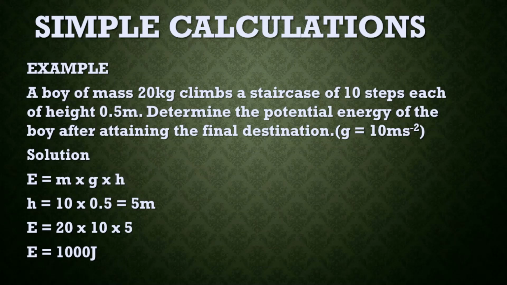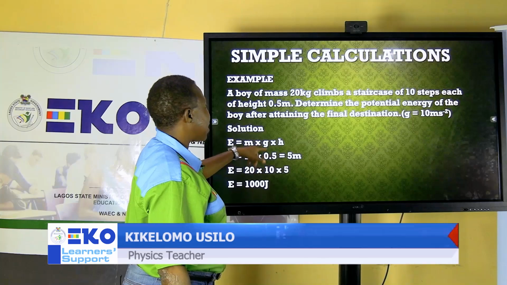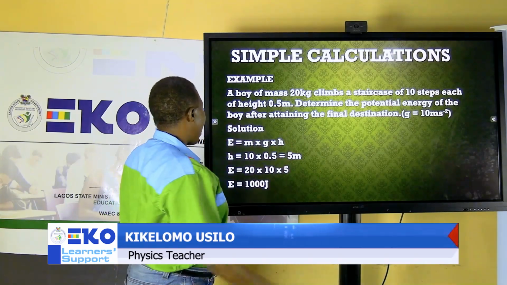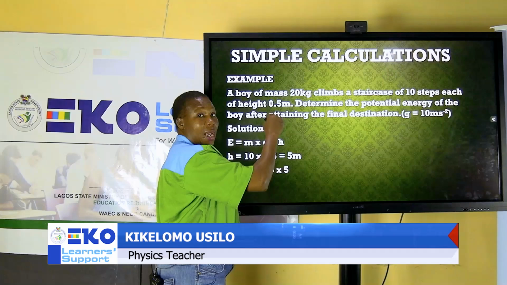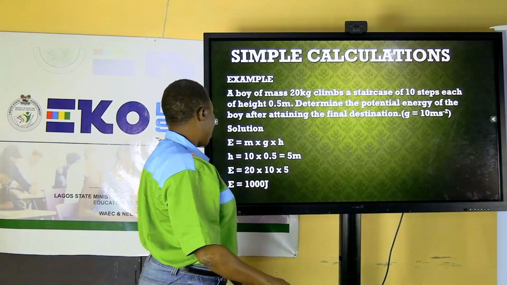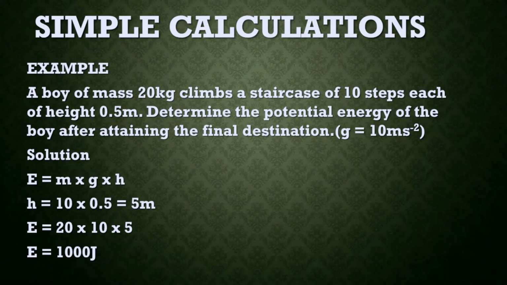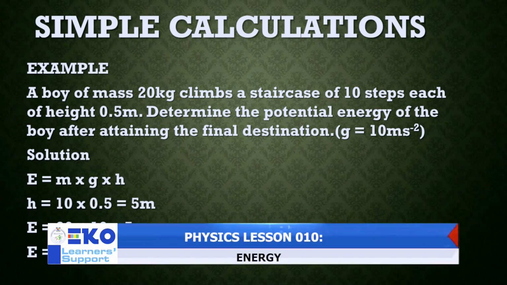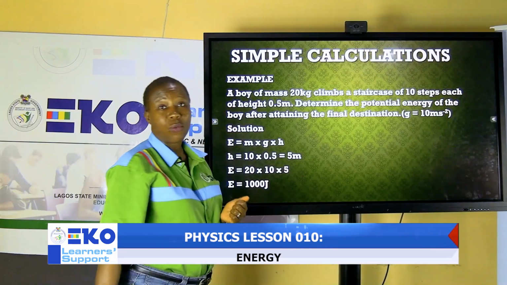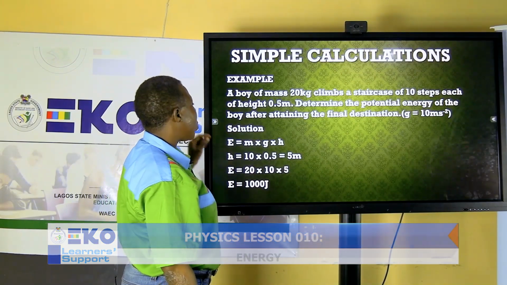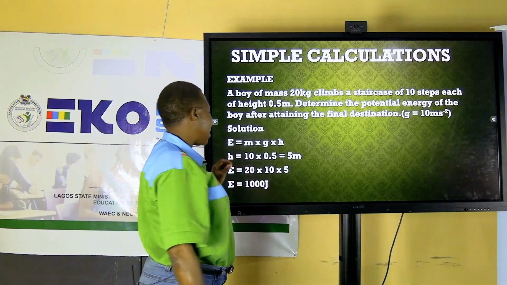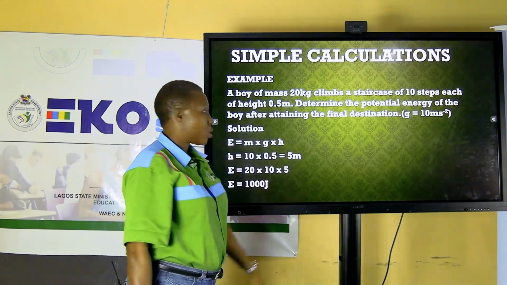So, we are taking g as 10 meters per second squared. Now, from the question, the height is 0.5 meters, and they said the boy took 10 steps. So we have to multiply that to get the total height for the boy to attain the final destination. Putting the values back here, we have our mass as 20 kilograms, acceleration due to gravity as 10, and the height now as 5 meters. When you multiply it through, you have 1000 joules. So the potential energy of the boy after attaining the final destination is 1000 joules.